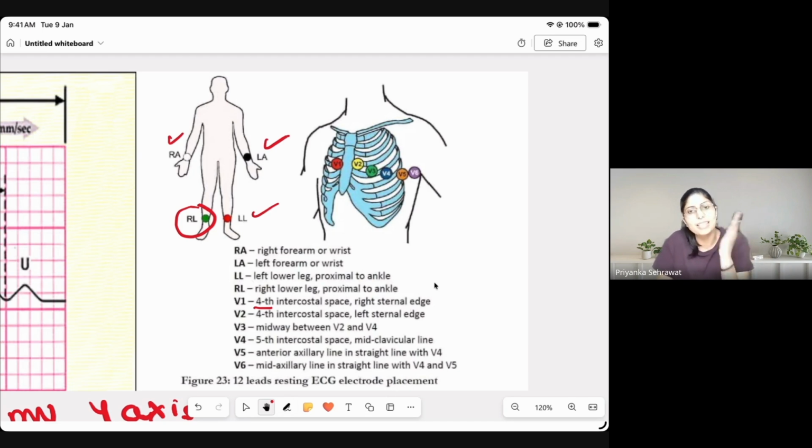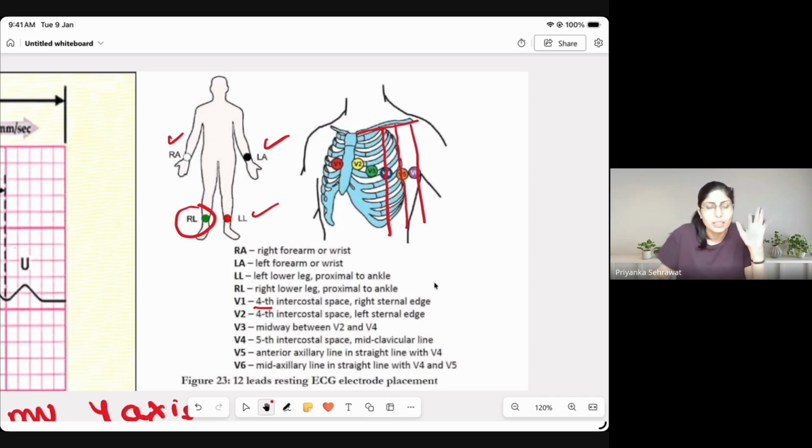4th intercostal space, left side of the sternum is V2. V4 lies in the 5th intercostal space in the mid-clavicular line. We have our clavicle here. So, uska jo midpoint aata hai, usse 5th intercostal space mein, we have the V4 lead. Similarly, V5 lies in the same space but in the anterior axillary line, and then V6 in the mid axillary line, same space, 5th intercostal space.